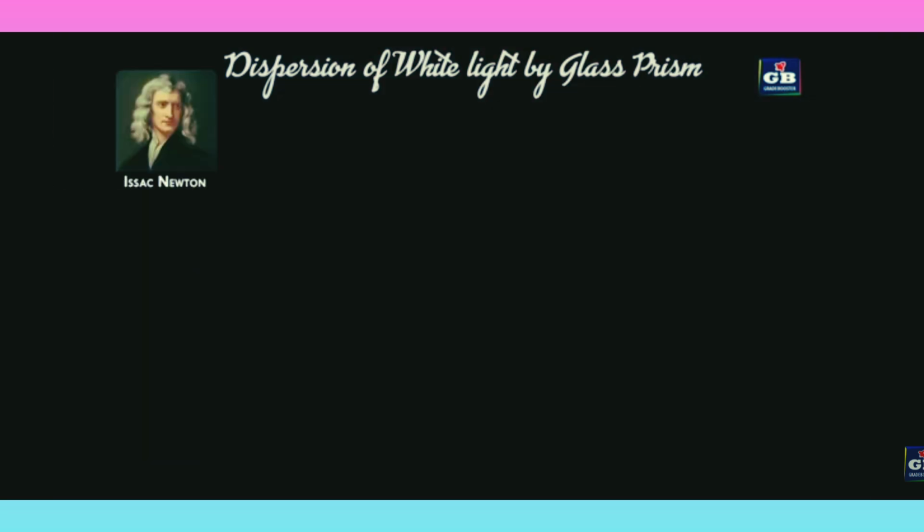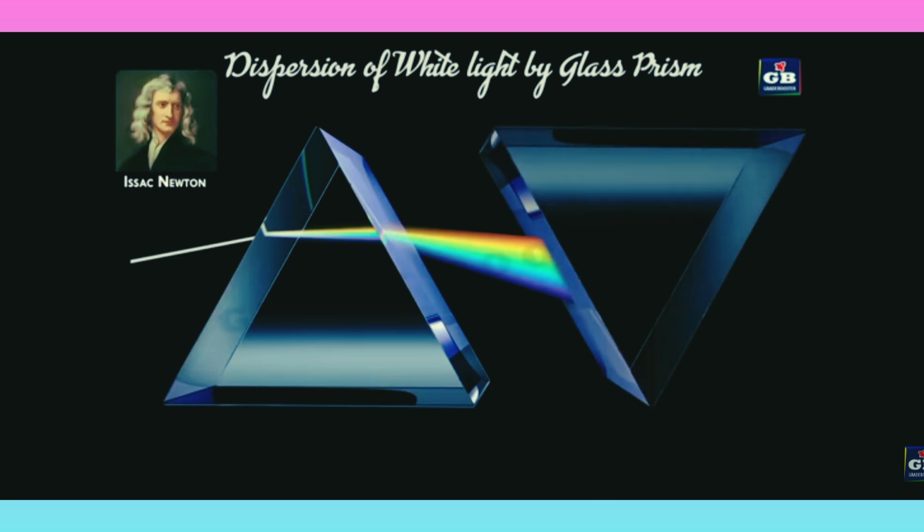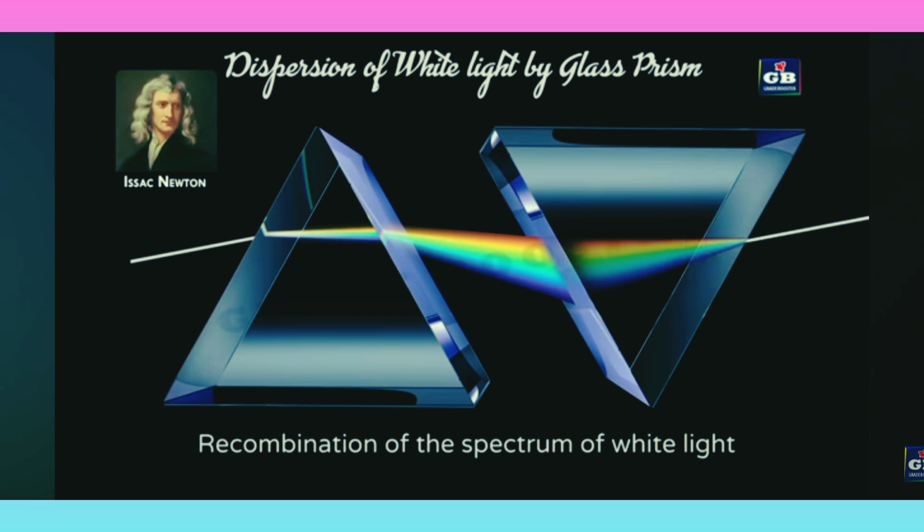Isaac Newton was the first to split the sunlight using a glass prism. He placed a second identical prism in an inverted position with respect to the first one and allowed the spectrum to pass through it. He observed that a beam of white light emerged from the other side of the second prism.